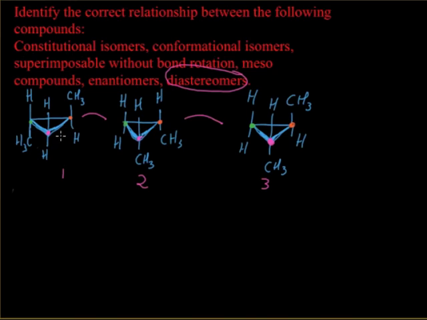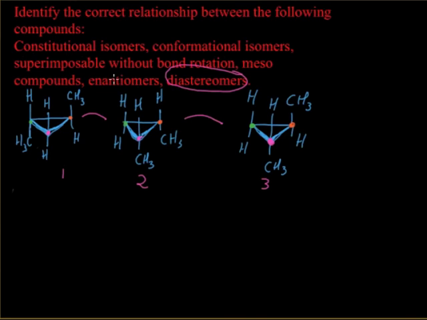Now, 1 and 3 are harder to tell apart, because one of them is up and the other one's down with the methyls. Okay, and that's the same over on 3. But I don't know right away if they're superimposable or if they're enantiomers.